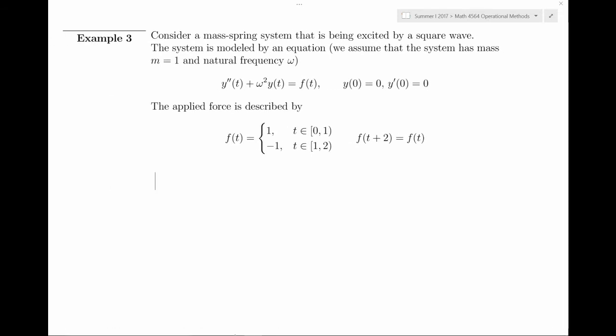In this example, we have a spring mass system with a mass 1 and a natural frequency omega. The system starts at rest and is being excited by a square wave function that's slightly different than the square wave that we looked at before. This time the square wave oscillates between 1 and -1. Let's first compute the Laplace transform of f of t.